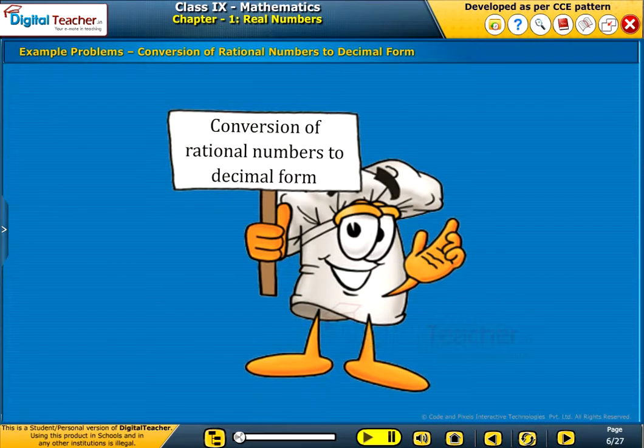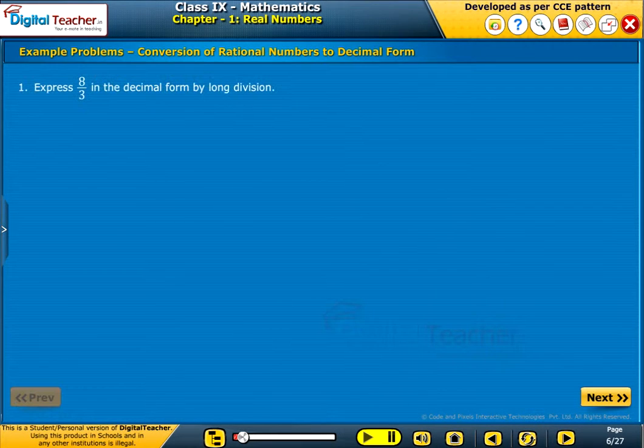Let us solve some example problems on converting rational numbers to decimal form. Express 8 by 3 in the decimal form by long division. Solution. By dividing 8 with 3, we get as follows.